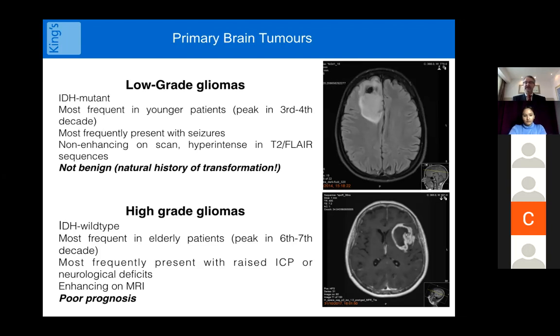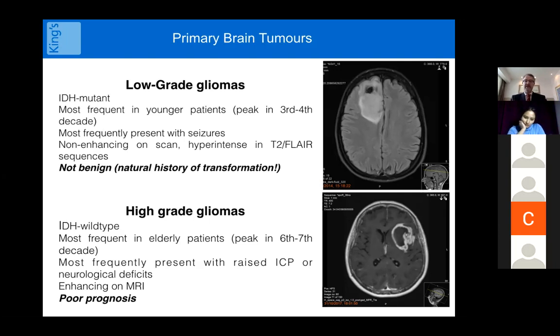They are non-enhancing on scan, and they appear as hyperintense in T2 and FLAIR sequences, like the scan that you see on the top right of the screen. They are low grade, where low grade stands for low grade of malignancy. These are not benign tumors. The natural history is one of growth over the years and eventually malignant transformation. So they progress from being low grade to high grade tumors.